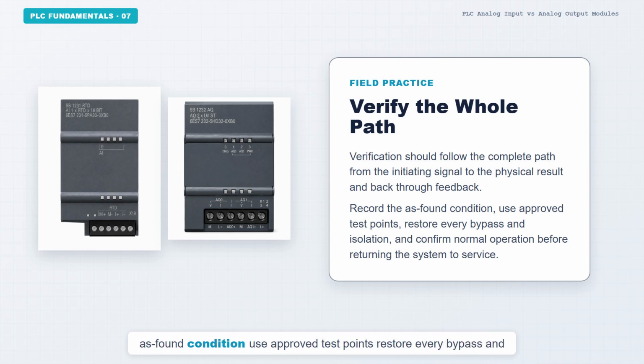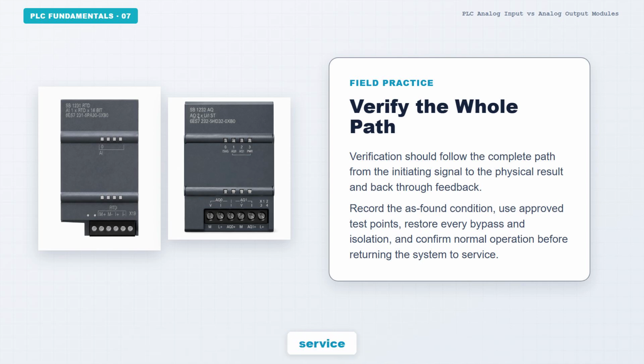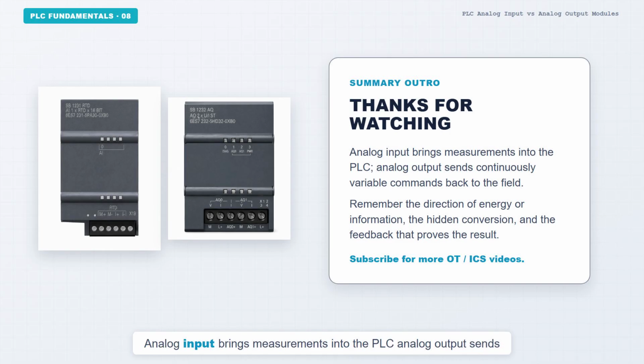Record the as-found condition, use approved test points, restore every bypass and isolation, and confirm normal operation before returning the system to service. Analog input brings measurements into the PLC. Analog output sends continuously variable commands back to the field. Remember the direction of energy or information, the hidden conversion, and the feedback that proves the result.